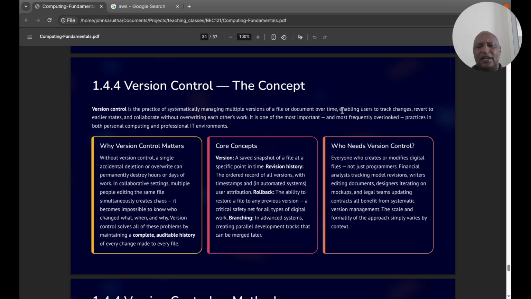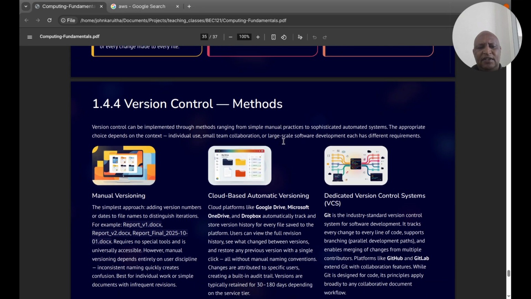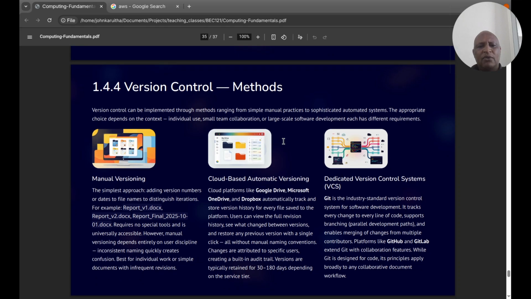How do you track changes in your documents? And how can you revert to an earlier state if you need to? For example, you may have had a document today, but maybe you messed up. Then you realize, I want to go back to the document I had yesterday at midday. So that is the concept of version control. How do you control the version of your document as you update it as you go? So a version is a saved snapshot of a file at a given point in time. So how do you do version control?